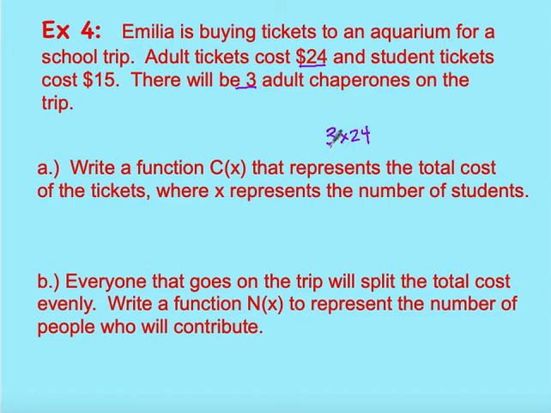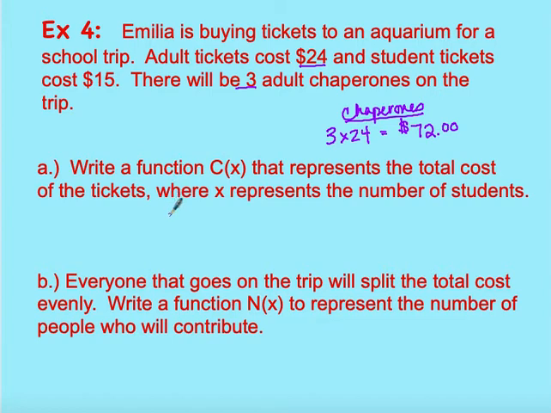So since we know that there were 3 adult chaperones going, I'm going to quickly do that math. So 3 adult chaperones at $24 each means that the chaperones are going to cost us $72. That's the cost of the chaperones. So I don't need to put those into the equation as a variable.